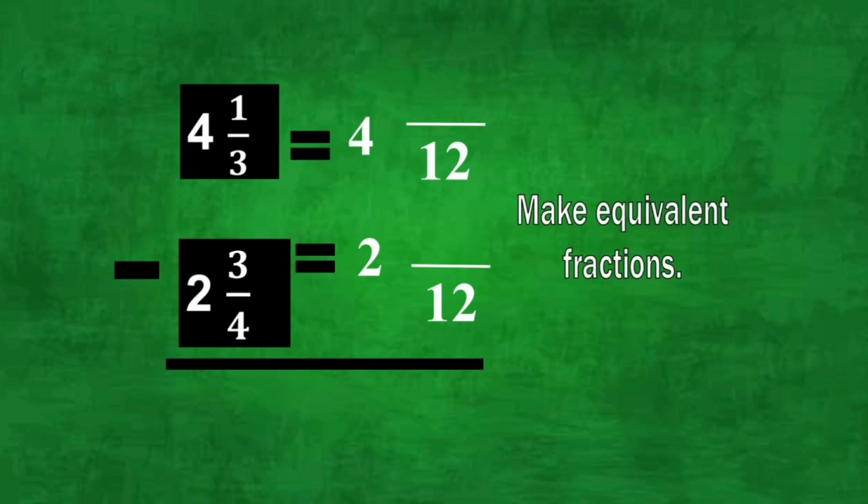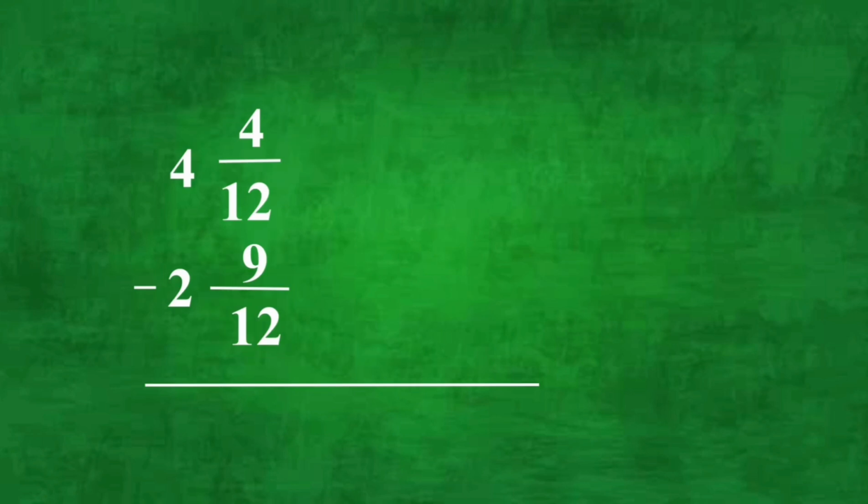Now let us make equivalent fractions. 12 divided by 3 times 1 is equal to 4. 12 divided by 4 times 3 is equal to 9. We now have 4 and 4 over 12 minus 2 and 9 over 12. Now we cannot subtract 9 from 4, so we need to regroup again.